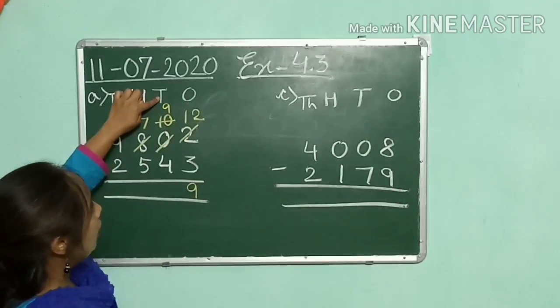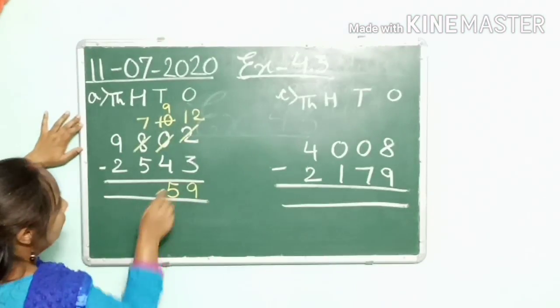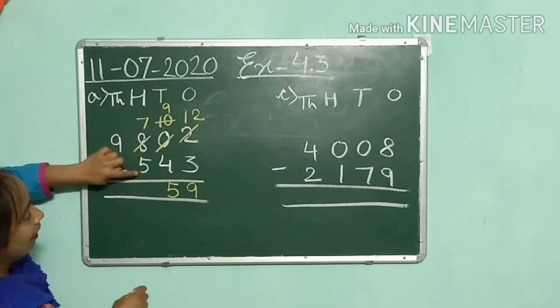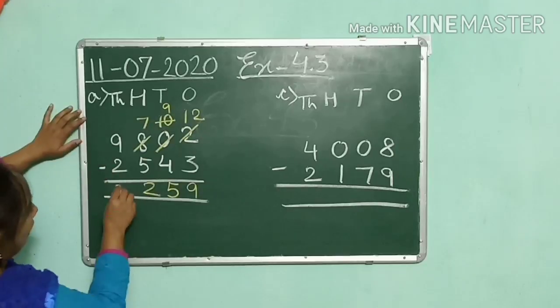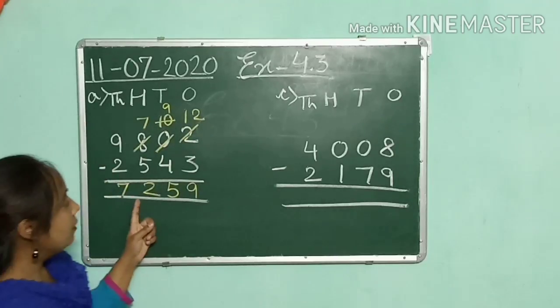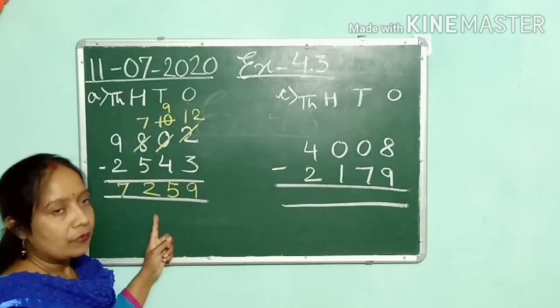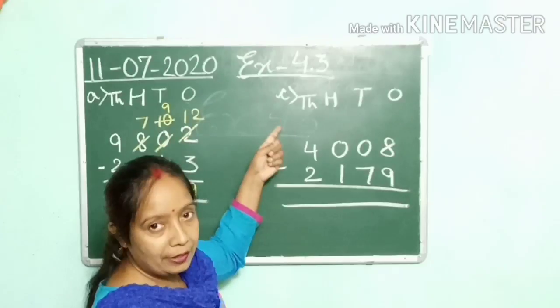Now under the tens column you have to subtract 9 and 4. So 9 minus 4 is 5. Under the hundreds column you have to subtract 7 and 5. 7 minus 5 is 2. Under the thousands column 9 minus 2, that is 7. So our difference is 7,259. Okay? It will be more clear with more examples. Let's start question number C.